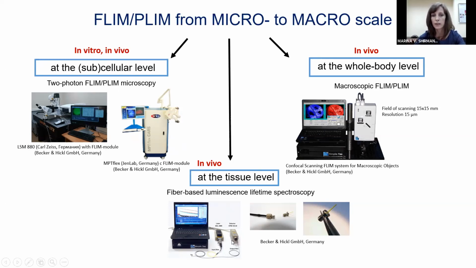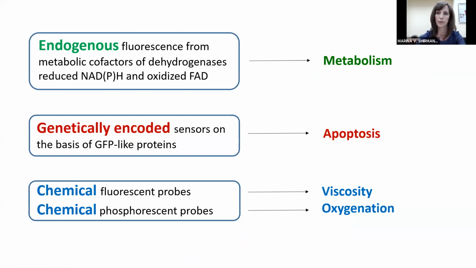If you need to collect signal from the deep tissue layer, you may use fiber-based luminescence lifetime spectroscopy, which has a fiber inserted into a thin needle, and with this needle you can collect the photons from the tissue depth, both fluorescence and phosphorescence. And with macroscopic FLIM and PLIM, you may scan a field of view up to 2 centimeters in diameter, which is really the size of a whole tumor in mice or a quite large tissue sample, which is also very helpful for biological studies. What fluorescence do we detect?